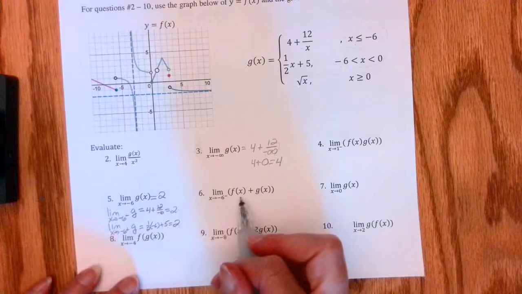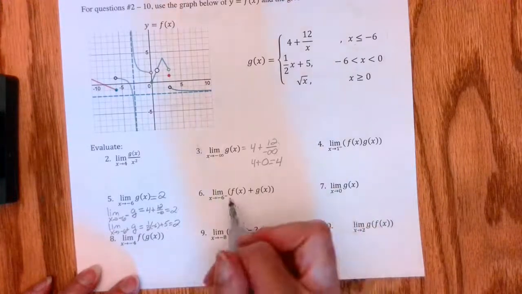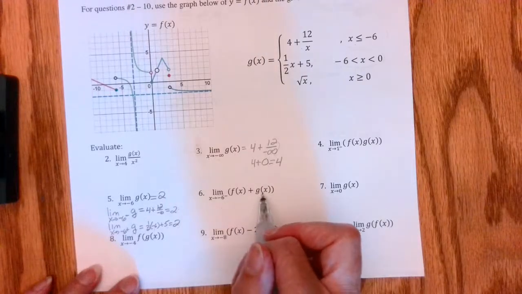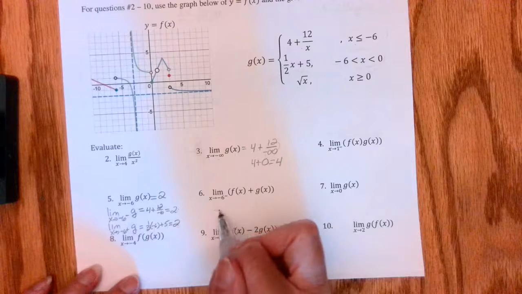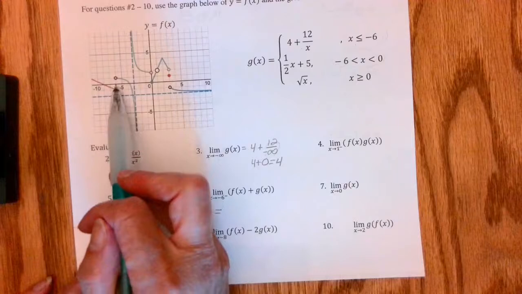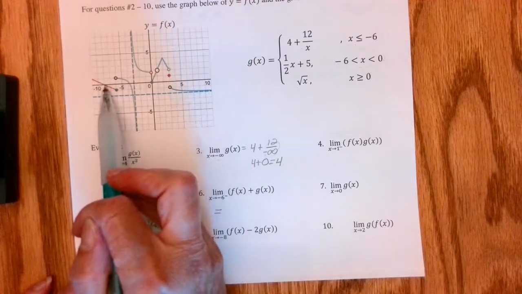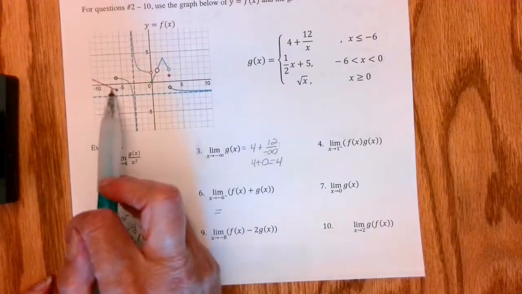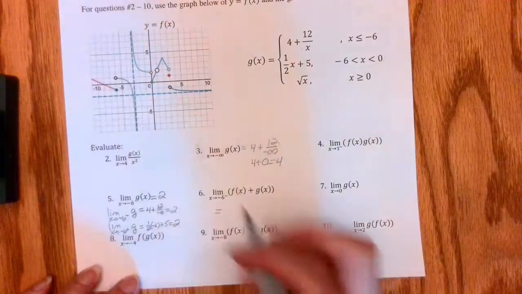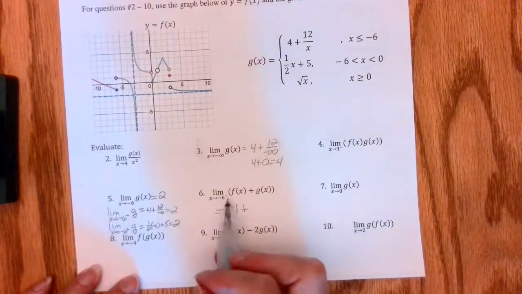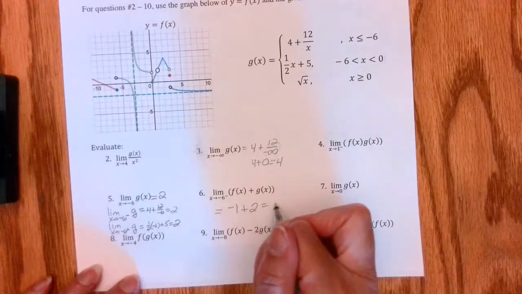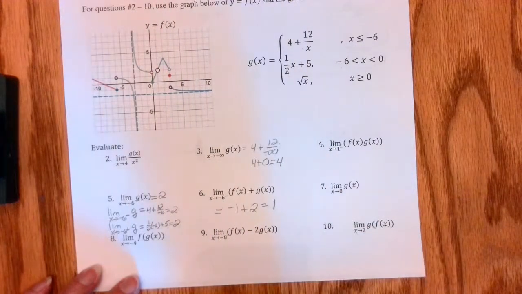Number 6 is the sum, and this is our first rule. I'm going to look at each piece from each function and then add them together. Negative 6 from the left on function f. Here's negative 6. Go to the left, jump onto the curve, follow it towards that value. I am approaching a value of negative 1. I'm going to go to g. I've already done that piece. That one goes to 2. Total in this case is 1.